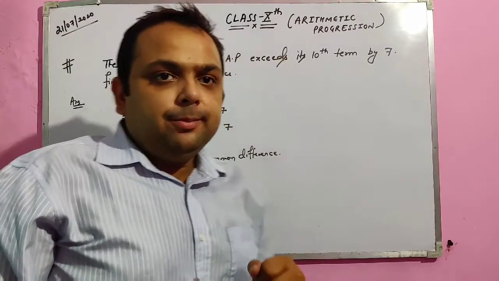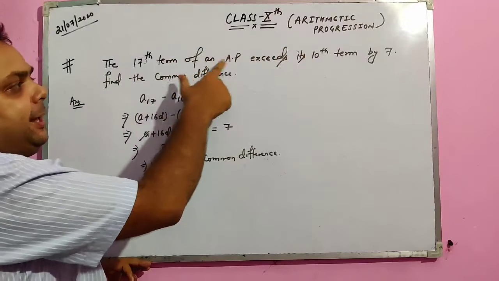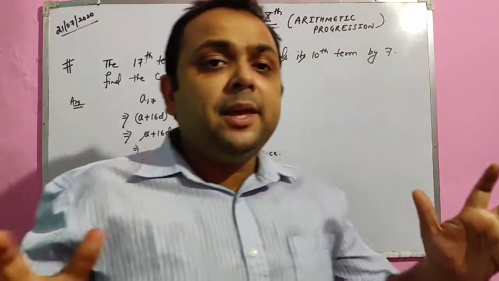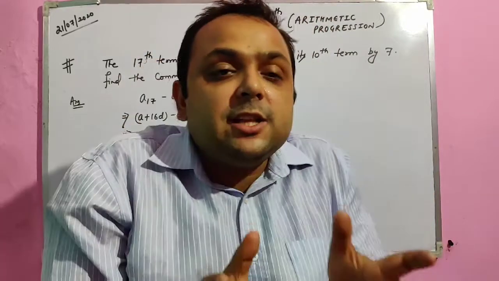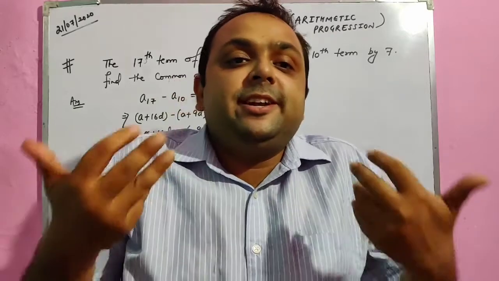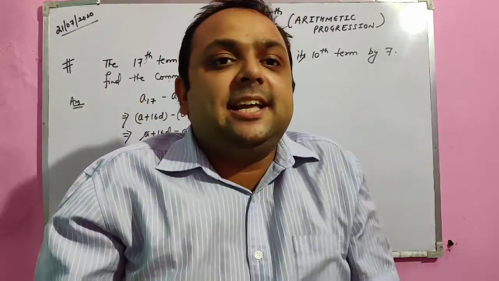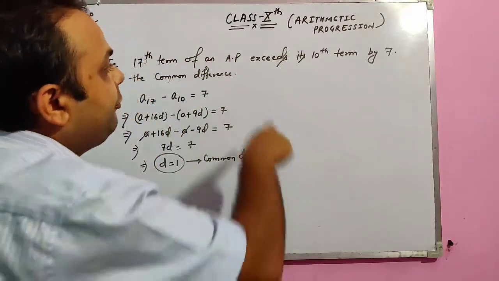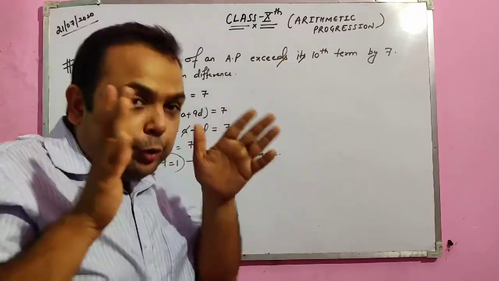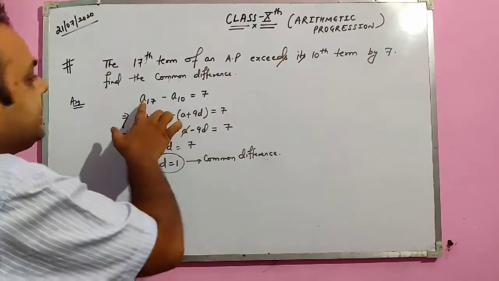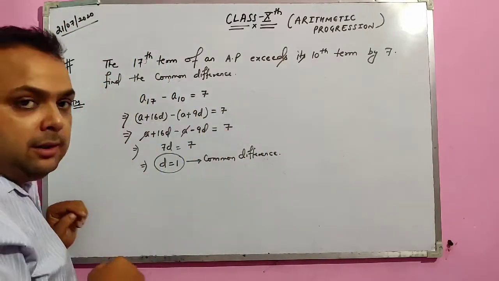Now we have one more question. The 17th term of an AP exceeds its 10th term by 7. So we have an AP in which the difference of the 17th term and the 10th term is 7. Because the 17th term is exceeding the 10th term by 7, we have to find out the common difference. So whenever you see this word exceed, you have to make sure that you take the difference of both the terms. So a17 - a10 = 7.